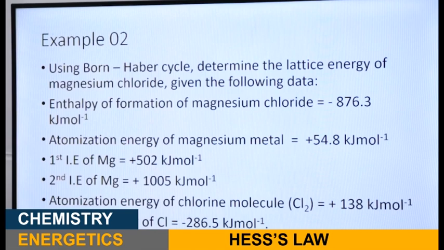The second example says, using the Born-Haber cycle, determine the lattice energy of magnesium chloride given the following data. The first data, the enthalpy of formation of magnesium chloride is negative 876.3 kilojoules per mole. The second one, atomization energy of magnesium metal is positive 54.8 kilojoules per mole. You have the first ionization energy of magnesium is positive 502 kilojoules per mole. You have the second ionization energy of magnesium is positive 1005 kilojoules per mole. Atomization energy of chlorine molecule is positive 138 kilojoules per mole. Electron affinity of chlorine is negative 286.5 kilojoules per mole.